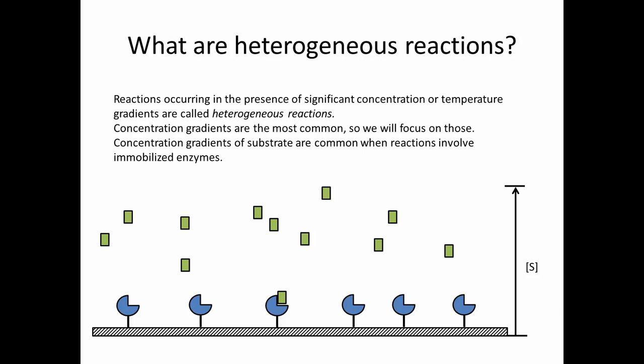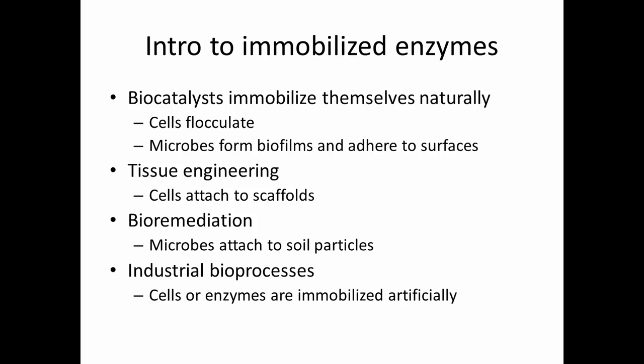Concentration gradients of substrate are common when reactions involve things like immobilized enzymes, enzymes that are stuck to some sort of substrate. Biocatalysts, as we've talked about before with animal and plant cells, immobilize themselves naturally. Cells will flocculate together, forming a big clump. Microbes can form biofilms, and we will talk about diffusion in biofilms on Friday, and can adhere to surfaces. In tissue engineering, cells will attach to scaffolds. In bioremediation, microbes will attach to the soil.